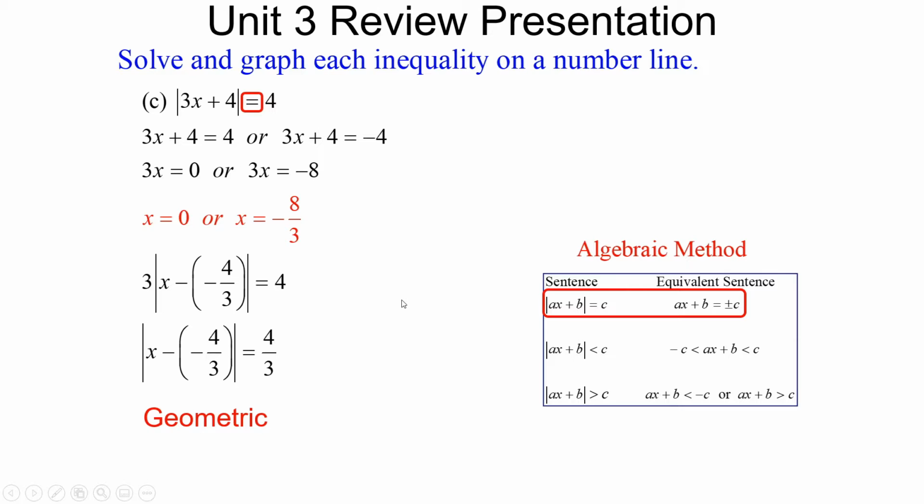Now I can do my number line, centered at -4/3. And then I have to be 4/3 to the left of -4/3. That would be -8/3. And then I need to be 4/3 to the right of -4/3 to be 0. And an equal sign, I have solid dots. And this is the graph. X equals 0.